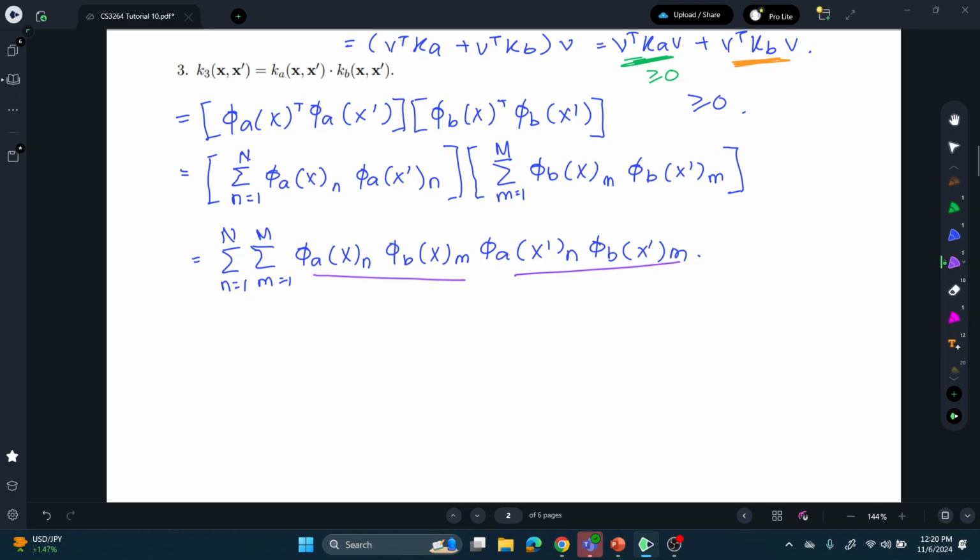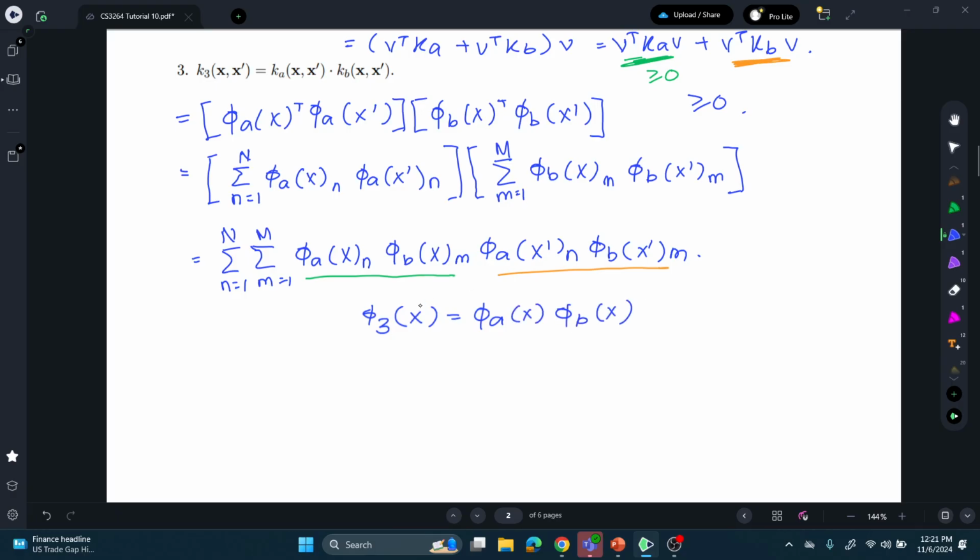Okay, now I can group these two things together, because the left group contains only your x, whereas the right group contains only your x prime. So by logic, if I have a kernel mapping, I want it so that, let me call this phi 3. My phi 3 of x would be basically phi a of x, phi b of x, something like this.